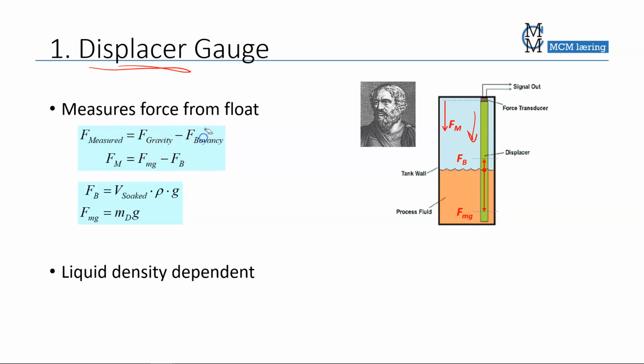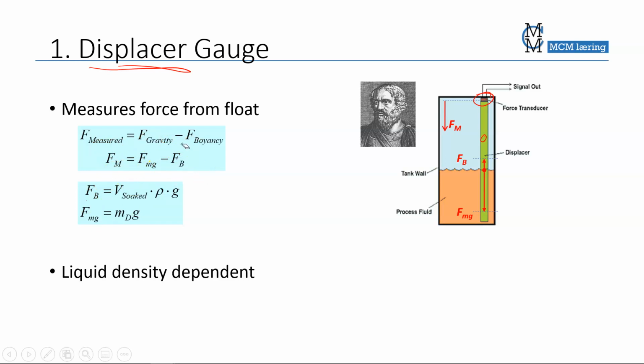So the more liquid that is in the tank, the more buoyancy you get on the rod, and the lighter it becomes, and therefore the force that I measure here on top becomes less and less as I fill the tank here. Therefore, the force that I measure is a function of the gravity and the buoyancy.